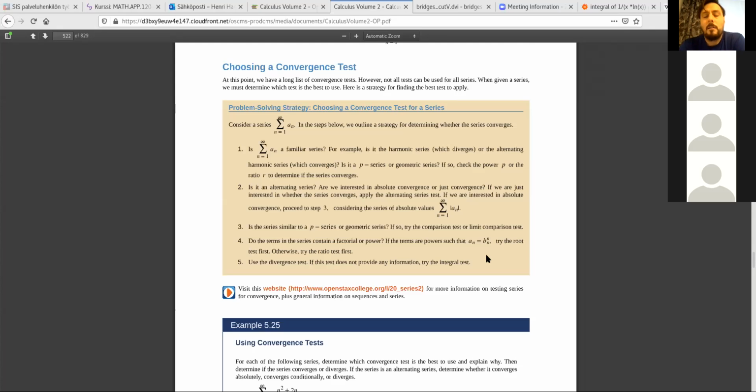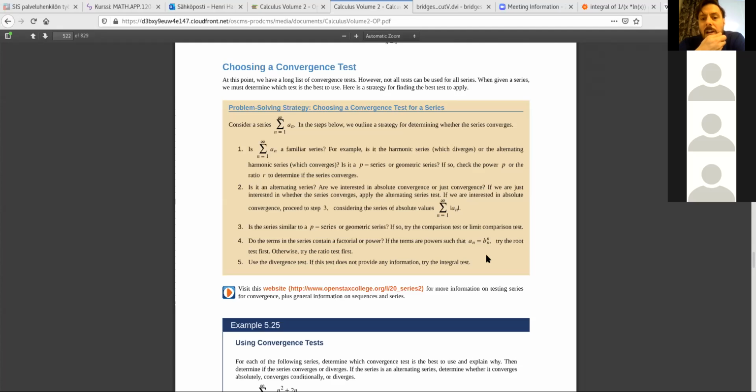Firstly, memory. Is it a familiar series? If it's a harmonic series, it diverges. Is it an alternating harmonic series? It converges. Is it a p-series, a geometric series? Check the power of p and so forth. These converge or diverge, we know them. So this is just look it up from the table or remember.